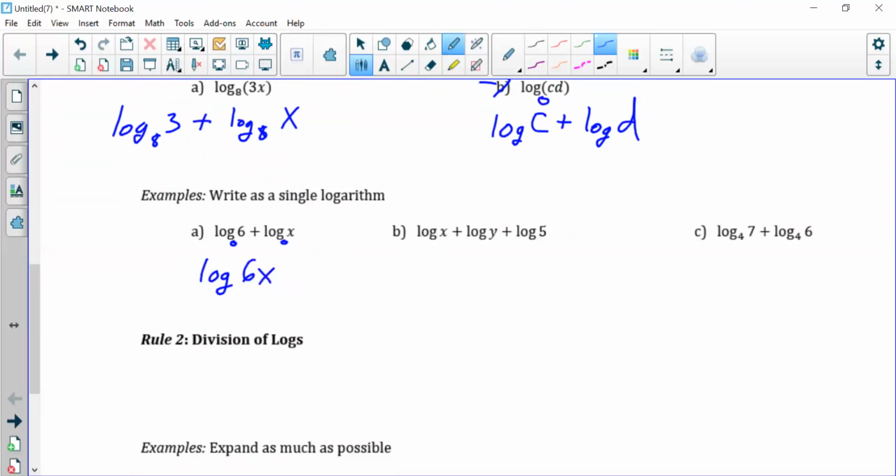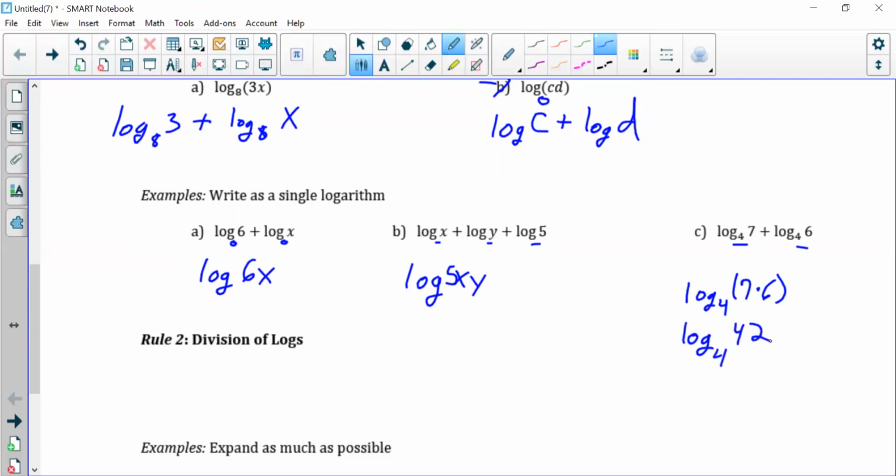Look at B. Once again, same base all across. So we can say this is the log of x, y, and we're going to actually put our 5 in front. So the log of 5xy, just keep it in the correct order. All right, next, same base. So this is the log base 4 of 7 times 6. And what is 7 times 6? 42. So we just go ahead and do that multiplication. The log base 4 of 42.